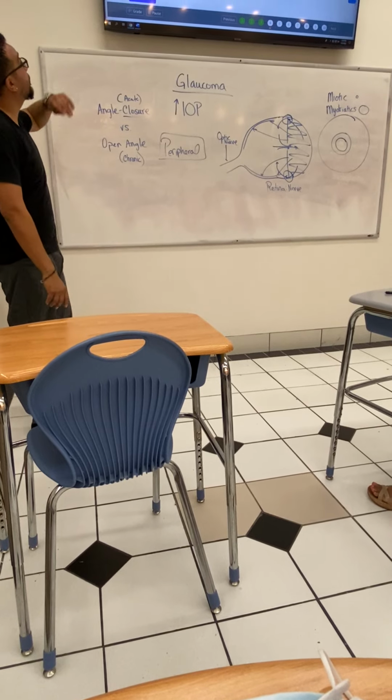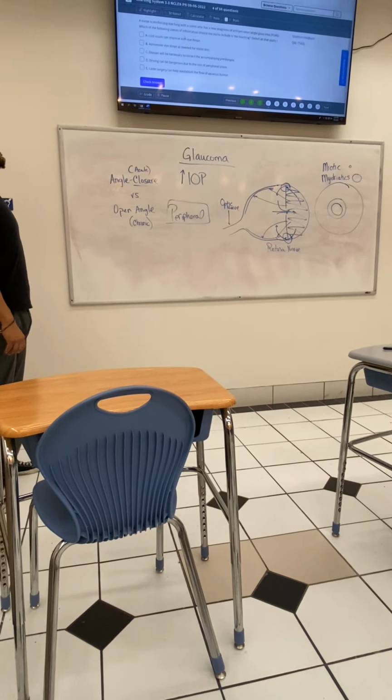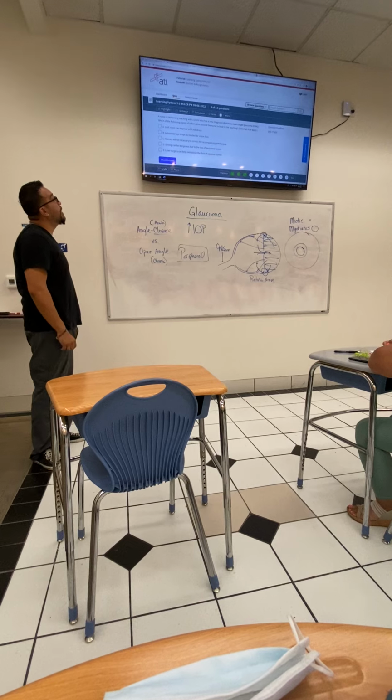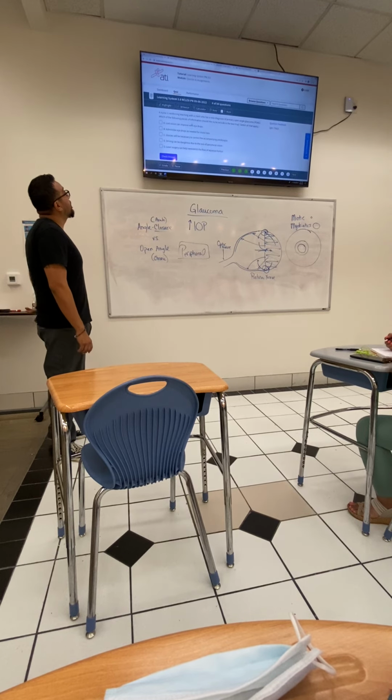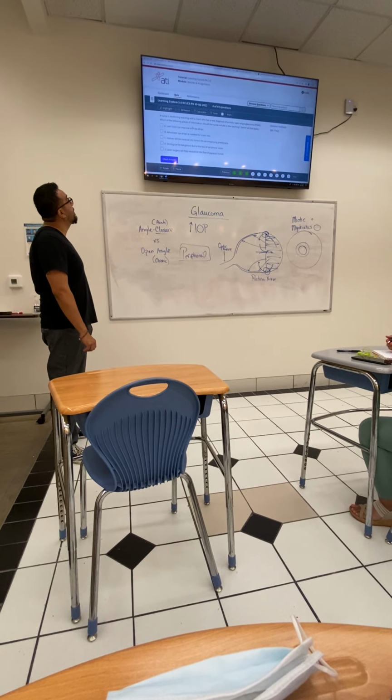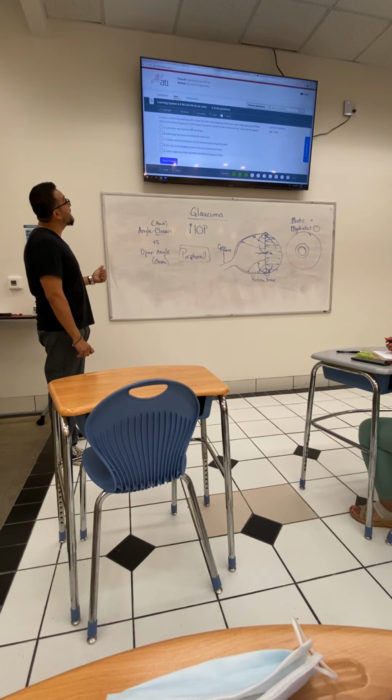There's two different types. So in this question, a nurse is reinforcing teaching with a client who has a new diagnosis of primary open angle glaucoma. Which of the following pieces of information should the nurse include in the teaching? Lost vision can improve.